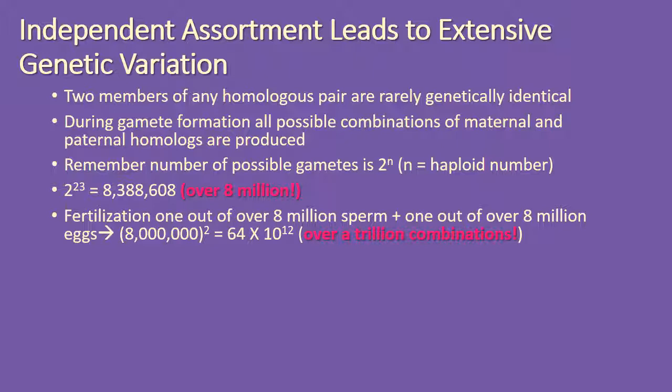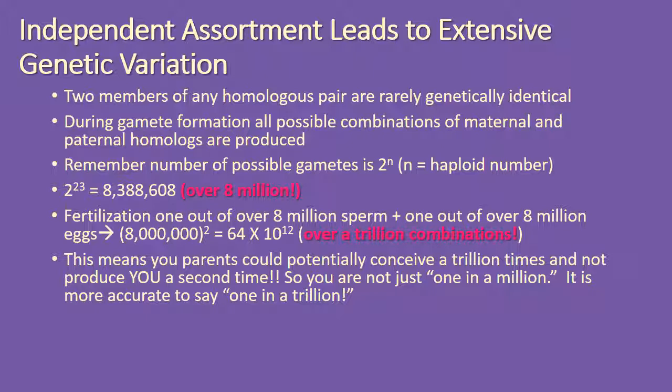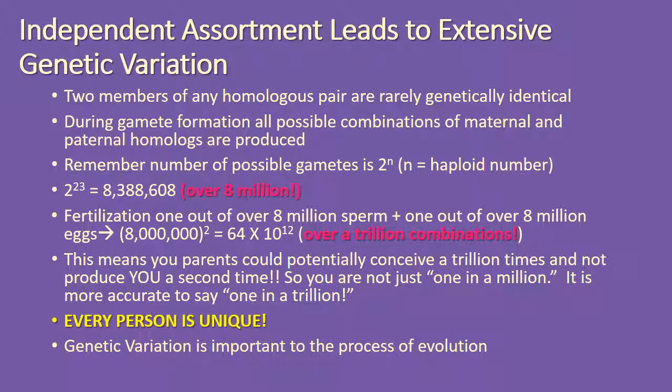So what that means is if 2 people were really busy and they tried to have 1 trillion children, theoretically speaking, they could have 1 trillion different children. They could not have the same child twice. So when they always say you're 1 in a million, it's really more accurate to say that you're 1 in 1 trillion, and that every person on the planet is unique. And this is really important for the process of evolution.